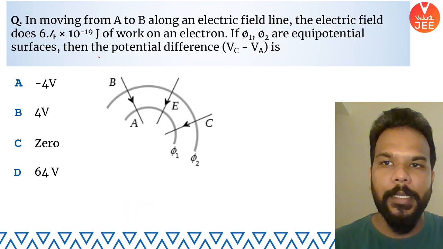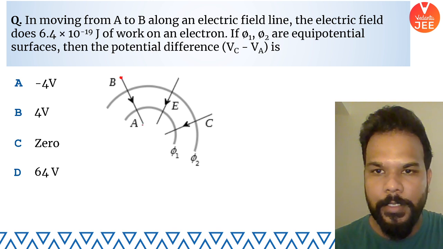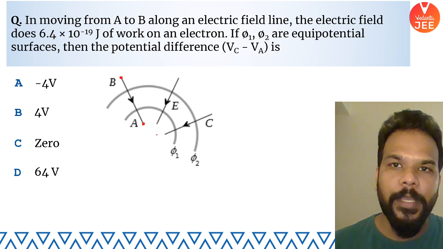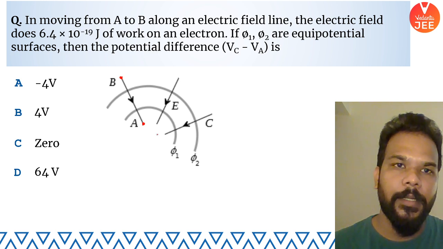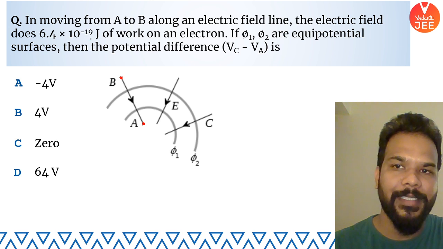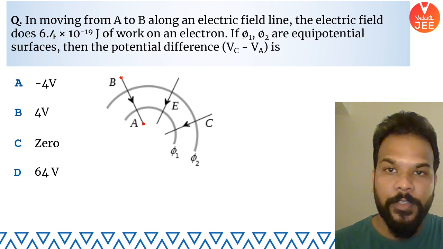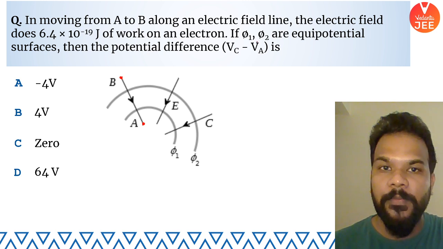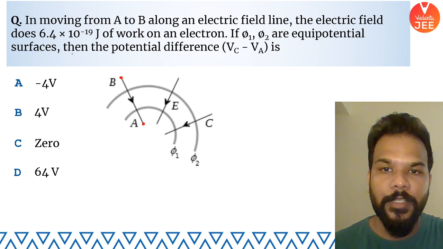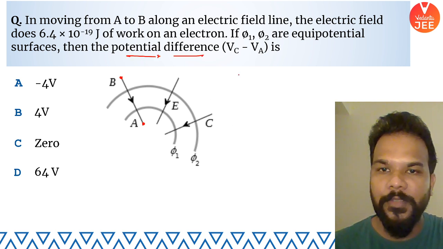This says that in moving from A to B along an electric field line, the electric field does a work of 6.4 into 10 to the power minus 19 joule. Okay, and this is done on an electron. So if phi1 and phi2 are the equipotential surfaces, so these two are basically equipotential surfaces, we have to find out the potential difference Vc minus Va.